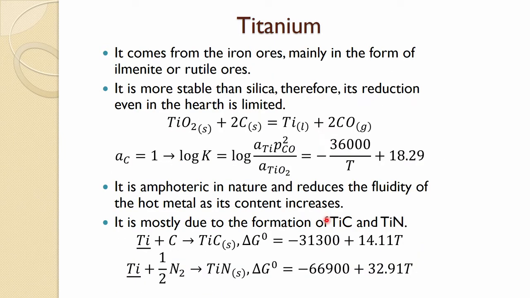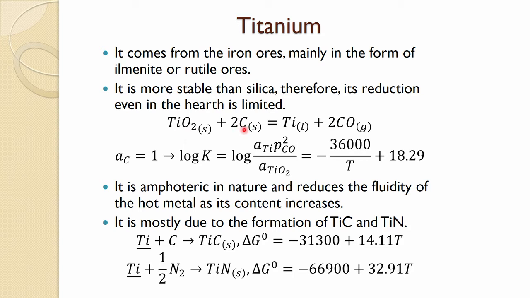Another element which is there in iron is titanium. It comes from the iron ore mainly in the forms of ilmenite or rutile. Ilmenite is FeTiO3 and TiO2 is rutile. In this form titanium comes to the metal. It is more stable than silica, therefore its reduction even in the hearth is limited. It is hard to reduce, and this is the reaction which takes place mostly in the hearth region.